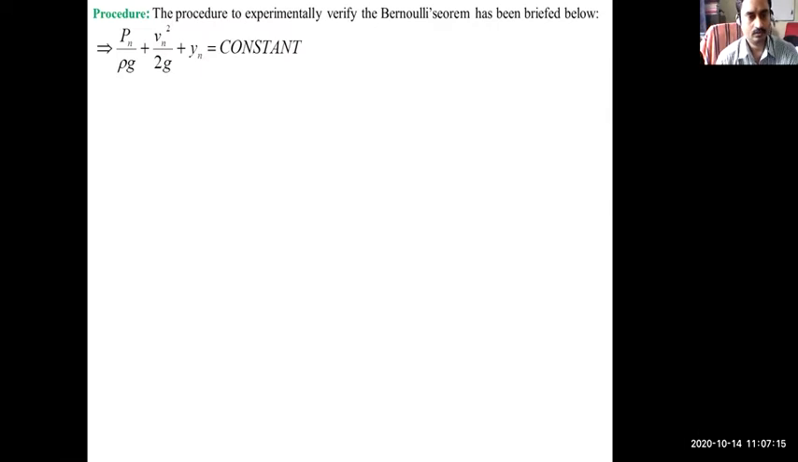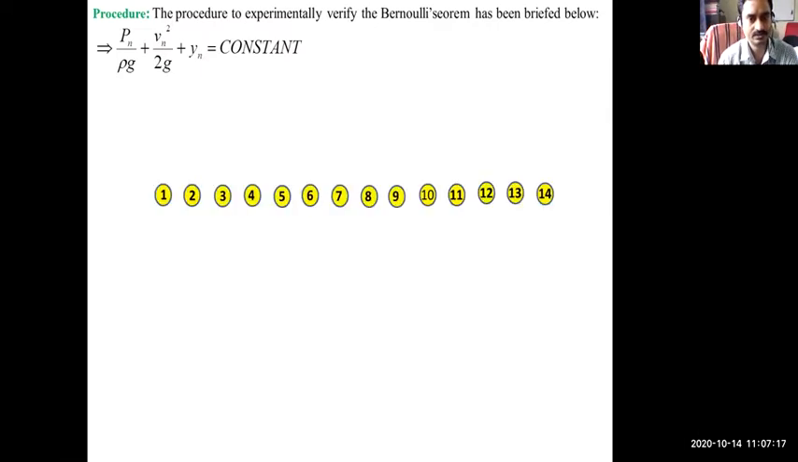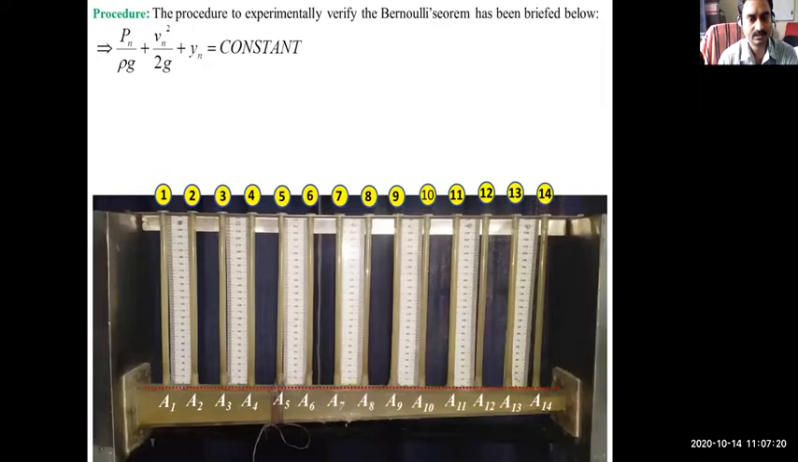Out of all these terms, this is where we'll be concentrating. This is a zoomed view of the inlet tank and the outlet tank, which are connected by a pipe of converging cross section that you can see here. There are a total of 14 piezometric tubes, and A1, A2, A3, A4 up to A14 are the cross-sectional areas at each of these piezometric tubes, which is known data.